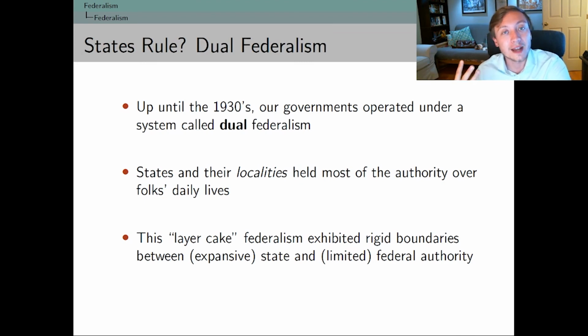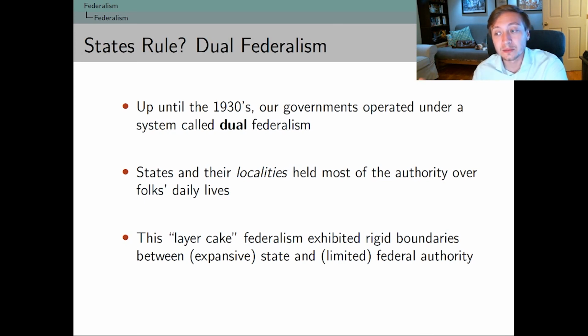It was really these localities that were the most important in determining when and where you could travel around the city, what kinds of things you could sell and where, all kinds of different aspects related to commerce, related to housing, related to just the basics of living your daily life.